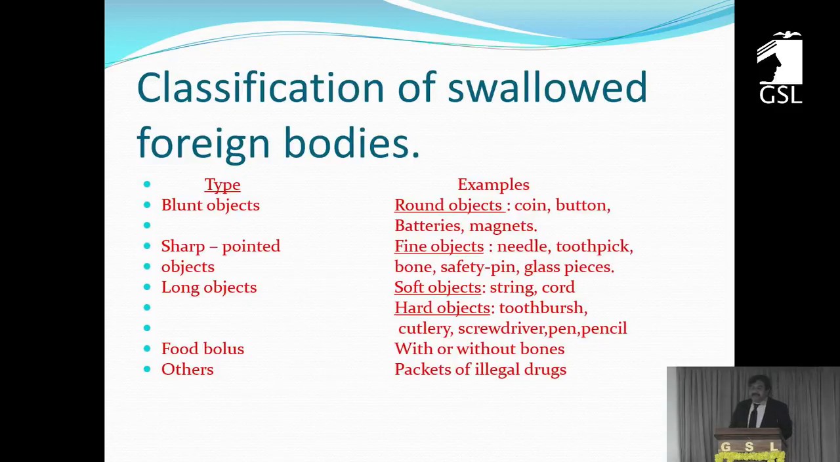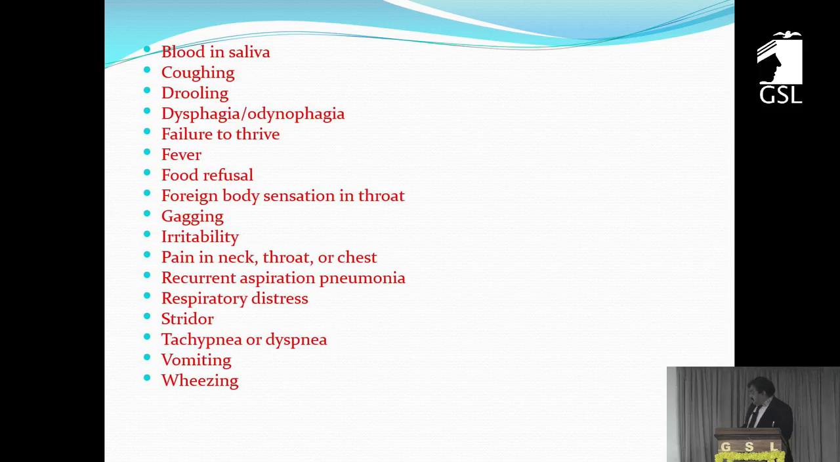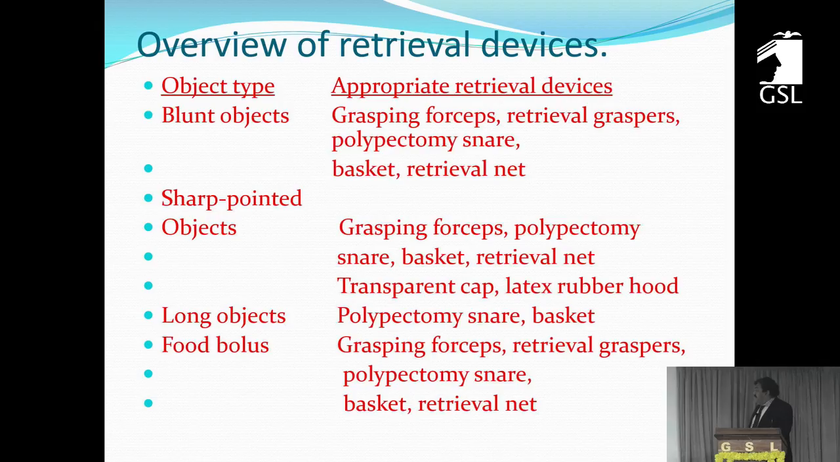Wherever you have airports, especially in Trichy, in my place, whether it's an international airport, you get a lot of these people. So, what are the symptoms? You have blood in saliva, coughing, drooling, dysphagia and odynophagia, failure to thrive, fever, food refusal, foreign body sensation in throat, gagging, irritability, pain in neck, throat or chest, recurrent aspiration pneumonia, respiratory distress, stridor, tachypnea or dyspnea, vomiting and wheezing.